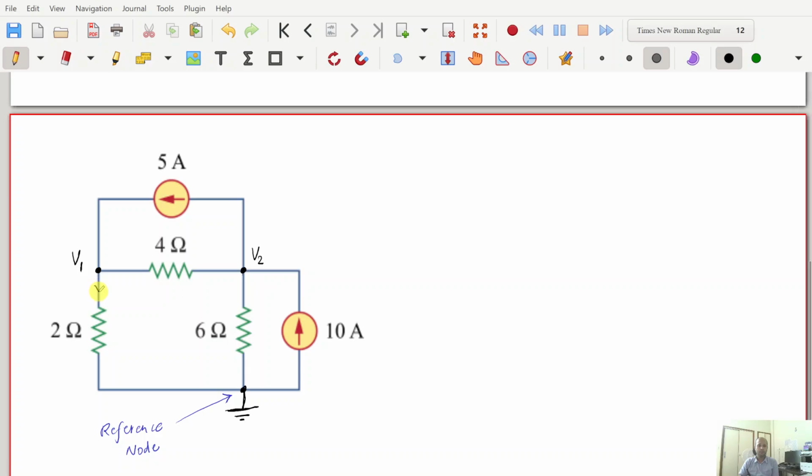The branch with 2 ohm, let's say the current is in downward direction. The branch with 4 ohms resistance, it is from node 1 to node 2. With 6 ohms, let's say it is again in downward direction. It is totally arbitrary in nature. It's up to you. If you want to consider upward direction, it's totally fine, no problem.